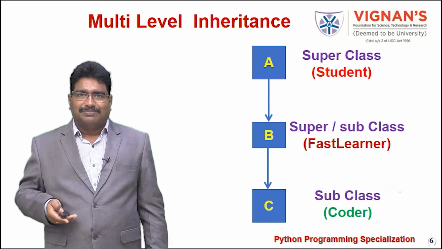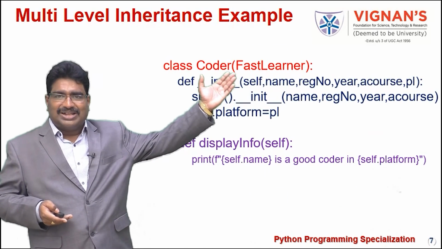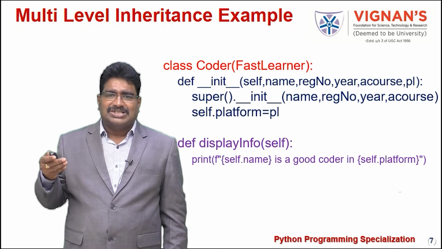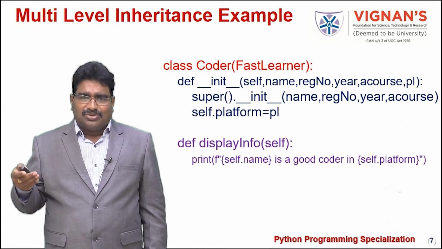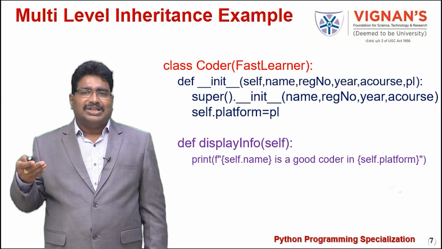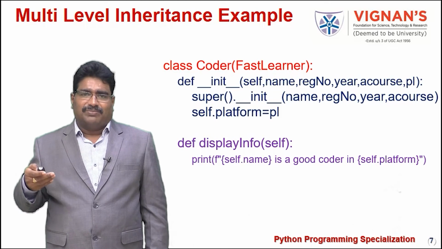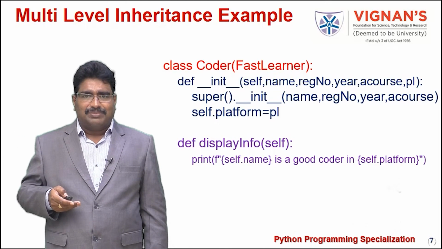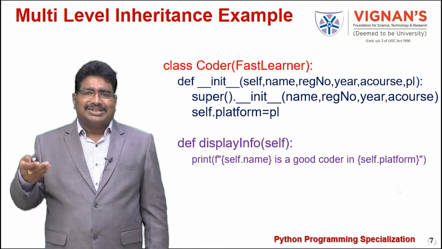Now we take one example. Here, for the example of the coder, we already know the fast learner class. The fast learner class simply consists of the parameters name, register number, year and additional courses. In addition to that, we want to maintain information about which coding platform the coder is coding in. That is, he is very much interested in solving problems in the C programming language, or Python, or Java. So we want to maintain that information also.